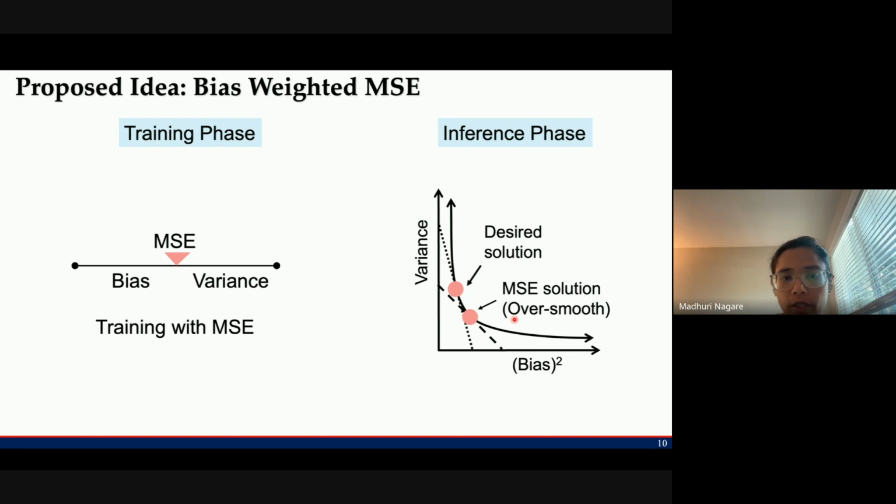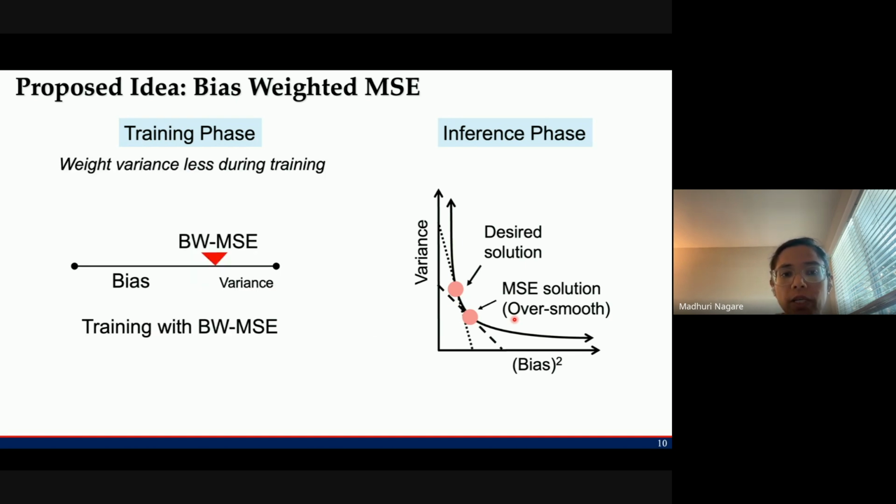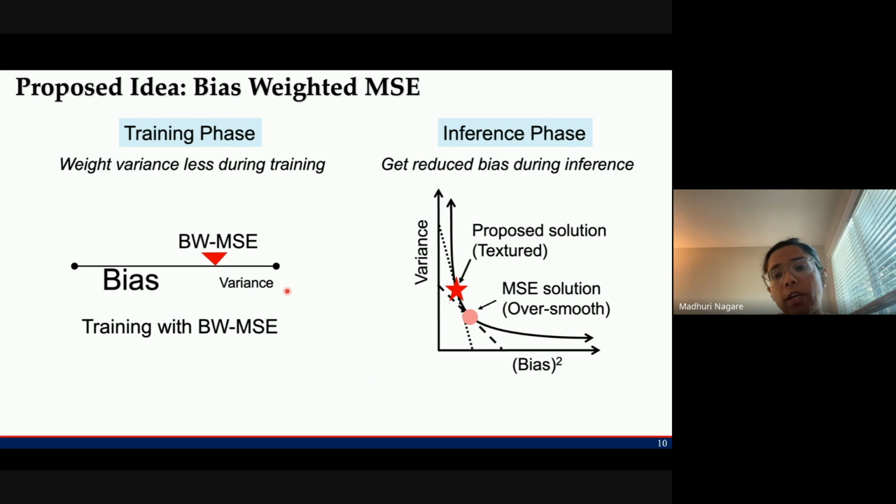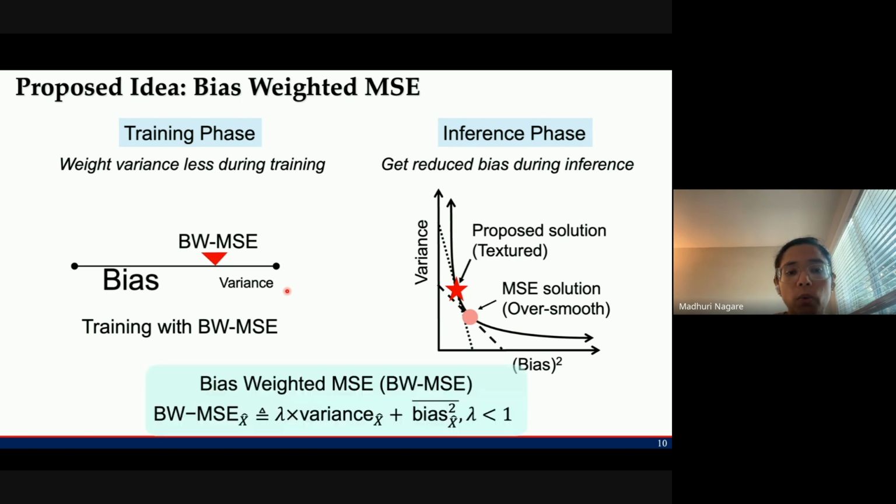That's our desired solution. And to achieve that solution, we propose to reduce the weight of the variance term in the training so that the relative weight of the bias term is increased and the network penalizes bias more in the training. And as a result, in inference, we get a more textured solution with higher variance and less bias. So this is our bias weighted MSE, where we weight the variance term by lambda, and lambda is less than 1.